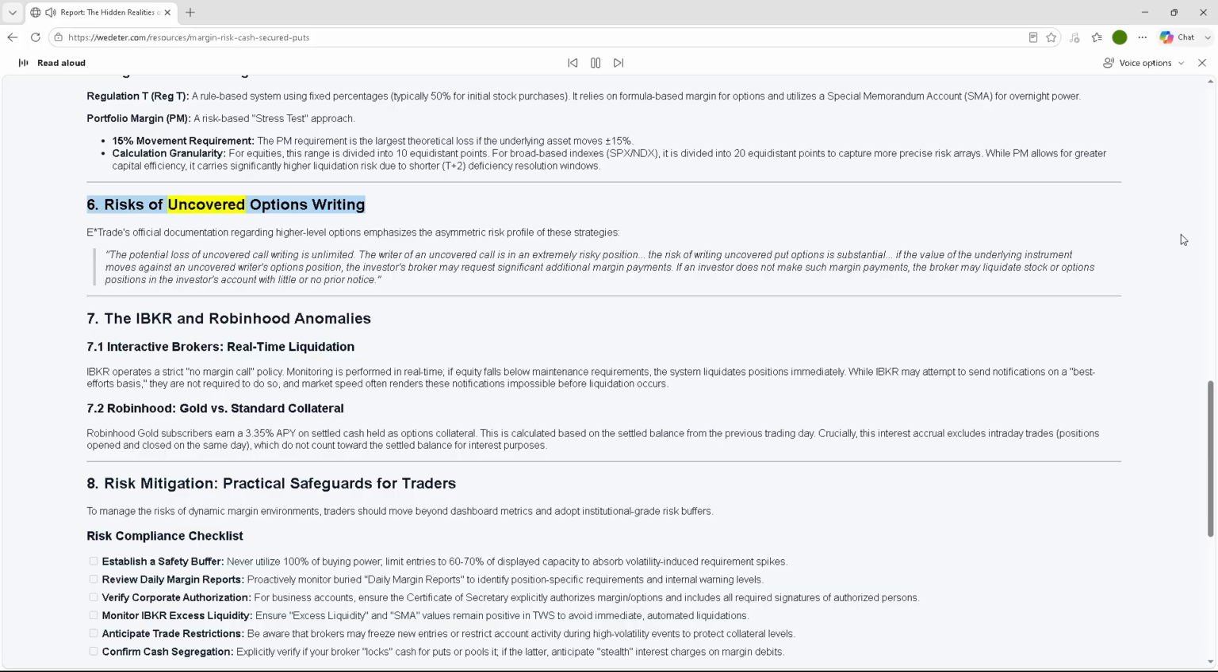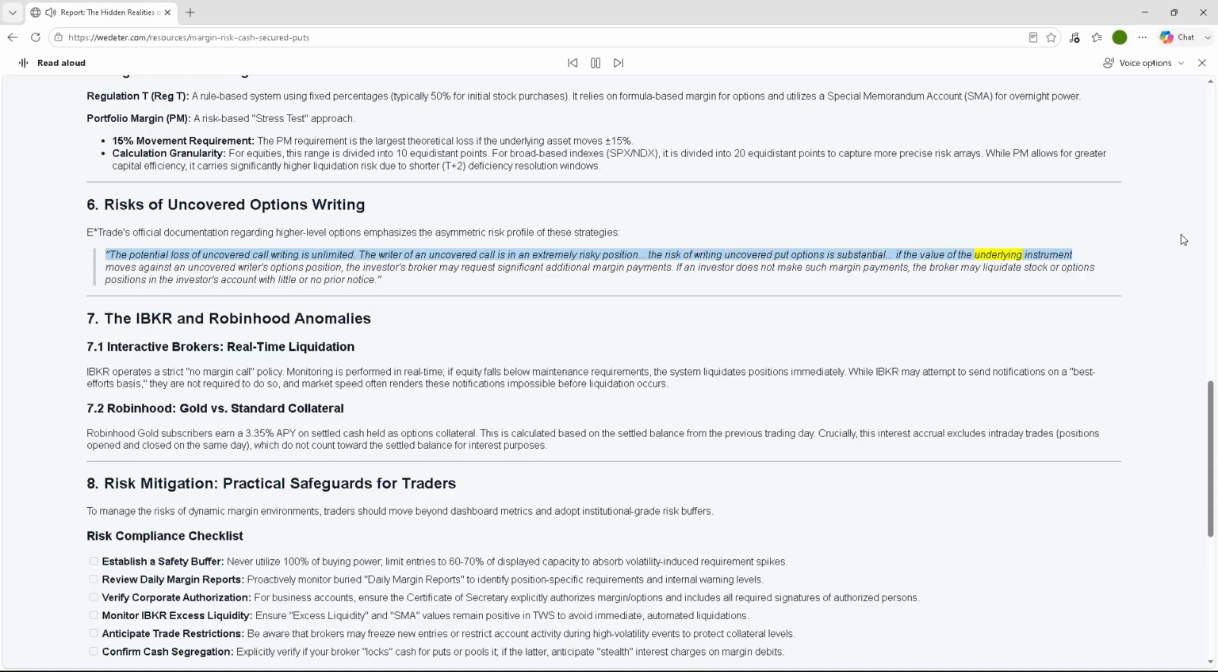6. Risks of uncovered options writing. Trade's official documentation regarding higher-level options emphasizes the asymmetric risk profile of these strategies. The potential loss of uncovered call writing is unlimited. The writer of an uncovered call is in an extremely risky position. The risk of writing uncovered put options is substantial.